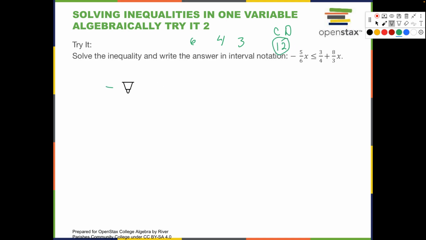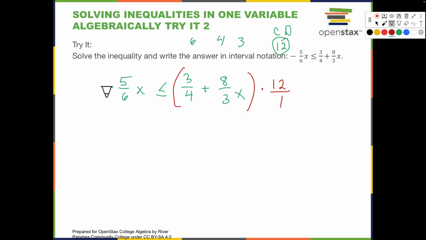So let me rewrite it down here just so it 5x less than or equal to 3/4 plus 8/3 x. And so we're going to go ahead and we're going to multiply this side by 12. And think of it as 12 over 1. That 12 is up in the numerator. And then we're going to multiply this side also by 12 up in the numerator.